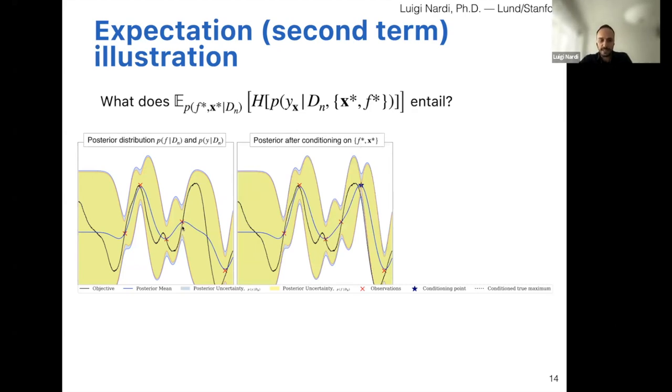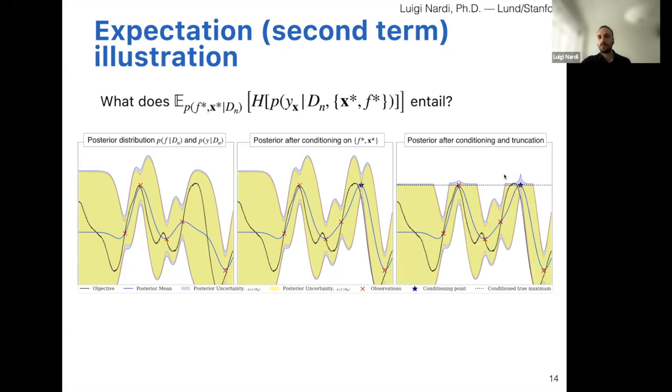If you visualize the posterior after conditioning on F star X star, you will see that the mean of the GP in this location here, where the F star X star is, will move up, of course, because that's now a new observation, and you know that the mean should be closer to that. But there is also now the posterior after conditioning and truncation, meaning that since that's an F star X star, there are no points above that level, and it means that the whole GP gets basically truncated at that level.